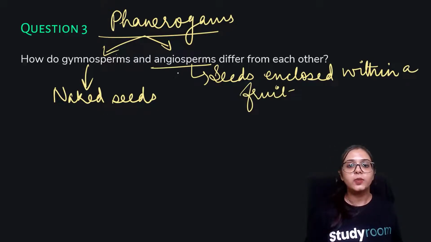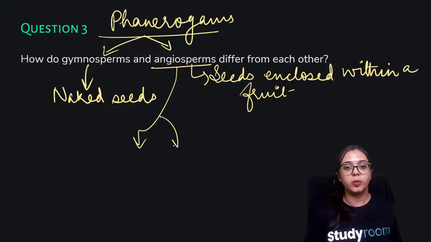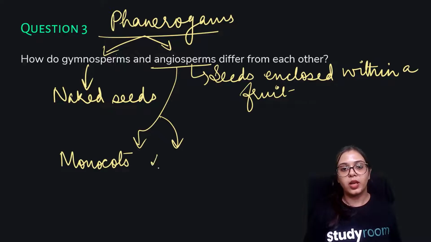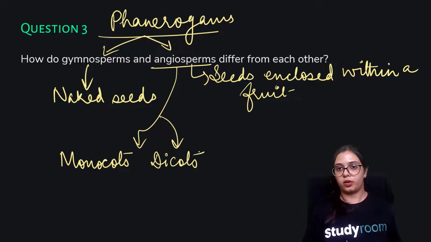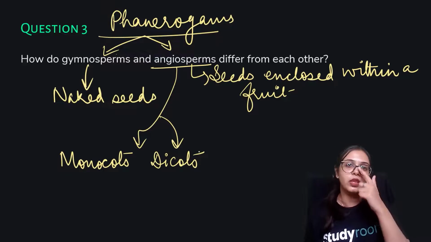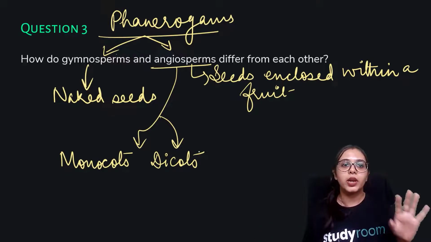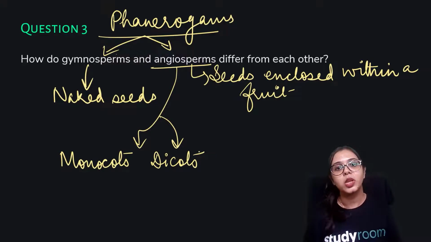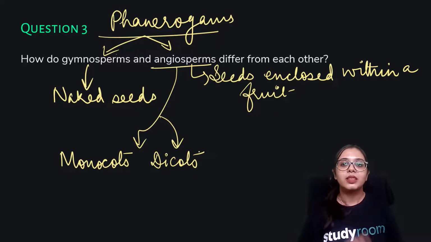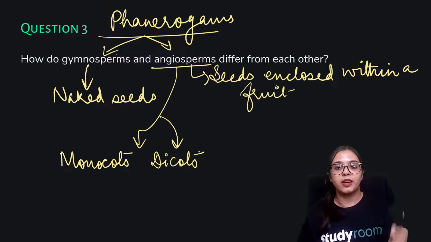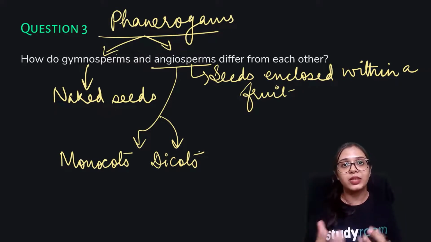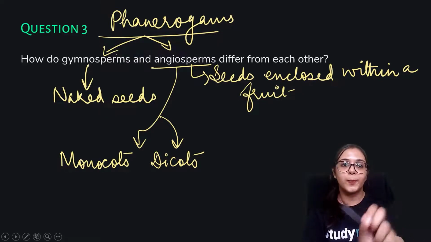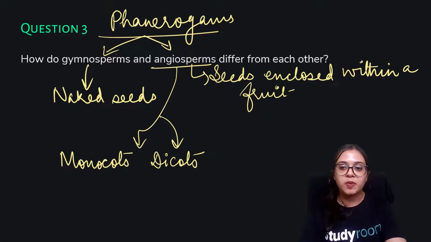Angiosperms are further divided, if you may remember, into monocots, meaning seeds having one cotyledon, and dicots, meaning seeds having two cotyledons. Both of them are seed bearing plants, but in Gymnosperms the seeds are scattered, they are naked, not enclosed in an outer structure, whereas in Angiosperms the seeds are enclosed within a fruit. So this is the major difference between Gymnosperms and Angiosperms.